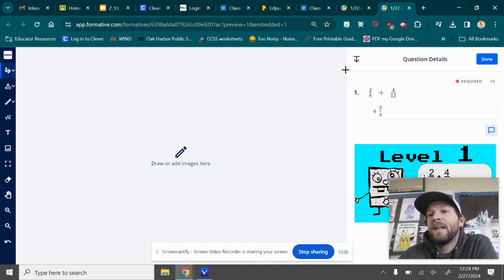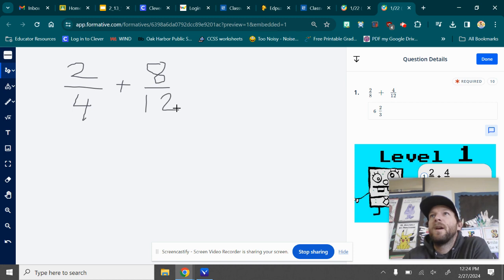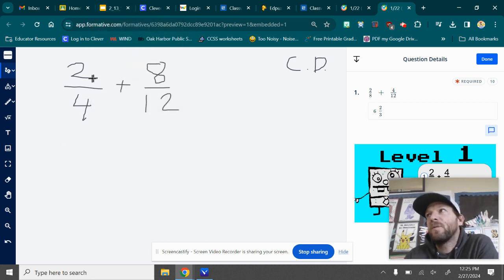So let's say instead of 2/8 plus 4/12, I'll do 2/4 plus 8/12. How about that? Is that close enough? So whether I'm adding or subtracting them, the first thing I need to find is a common denominator. That's the first thing I need to find. So denominator is the bottom number, 4 and 12. If I don't know my facts, I just start skip counting by 4s and 12s.